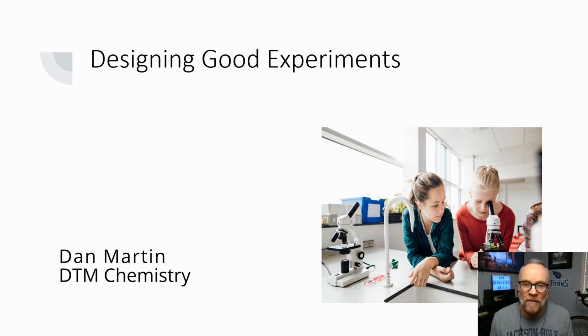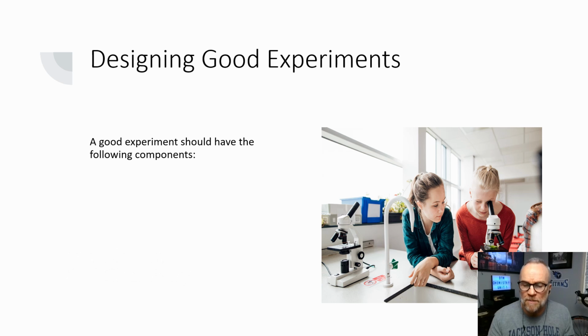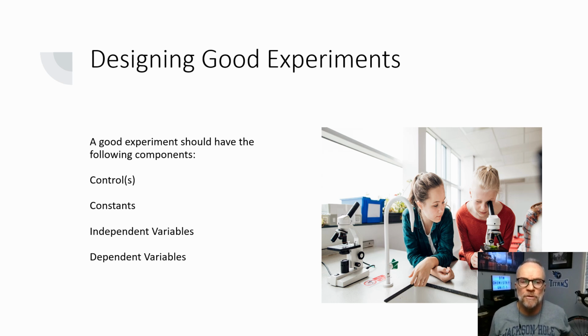When you are out in the world and doing science and designing experiments to test hypotheses, it's always good to keep some fundamentals in mind about how to design your experiment so that you can answer the questions that you have. And any good experiment should have some different parts. A good experiment should have the following: controls, constants, independent variables, and dependent variables.